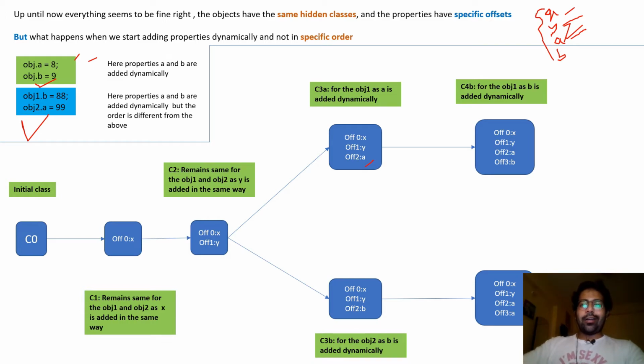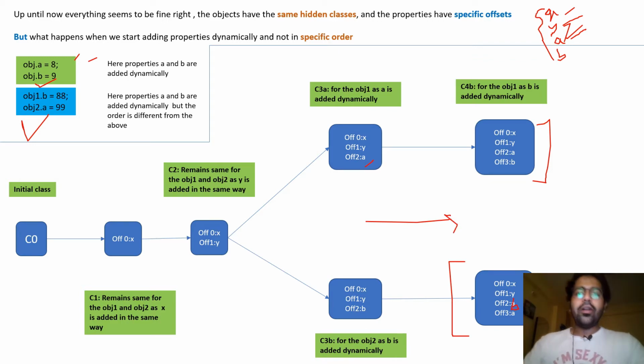So the concept of hidden classes goes for a toss, right? We try to maintain a particular property layout of the object, but the layout of the object properties goes for a toss here. Offset 0 and offset 1 is fine, but offset 2 and offset 3, it should be b here. Offset 2 and offset 3 go for a toss. So basically the hidden classes get misaligned here.